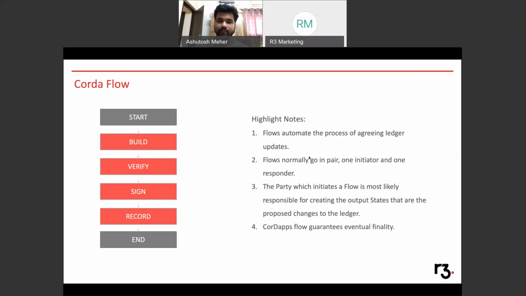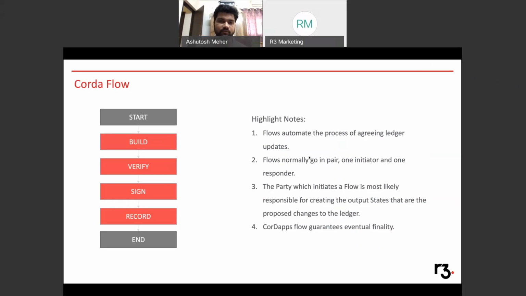So again, the flow involves constructing your transaction. That's where the initiator of the flow would be the one responsible for constructing the transaction itself. What you have to do is use the inputs and outputs in the transaction as an initiator. The responder will not be able to do it for you. You can ask for information from the responder to construct the transaction, but the construction of the transaction has to be done at the initiator level, right?